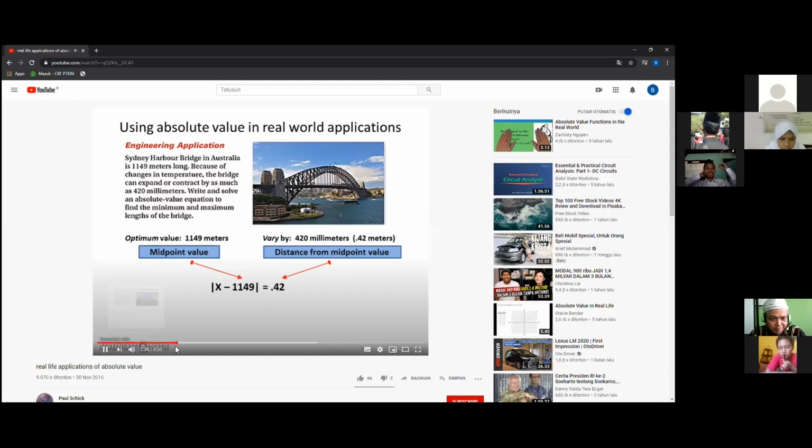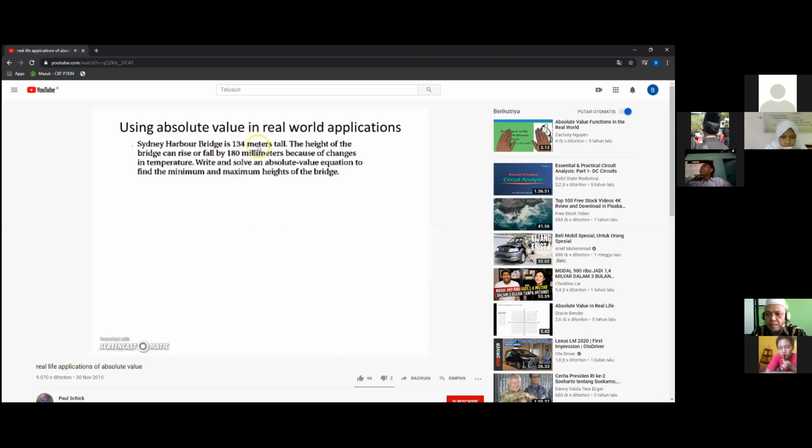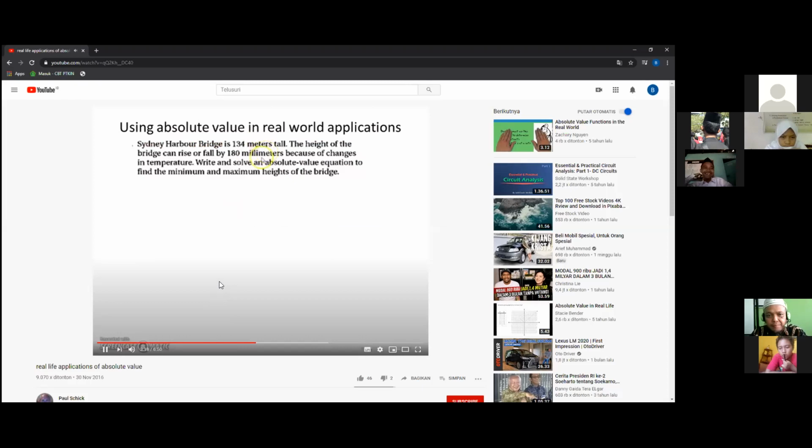Let's look at the absolute value equation in a different way. It says the Sydney Harbour Bridge is 134 meters tall. So we're talking about a difference in height. The height of the bridge can rise or fall by 180 millimeters because of changes in temperature. Write and solve an absolute value equation to find the minimum and the maximum heights. Once again, we have meters and millimeters, so we want to change this to meters, which would be 0.18. So we want the bridge to be 134.